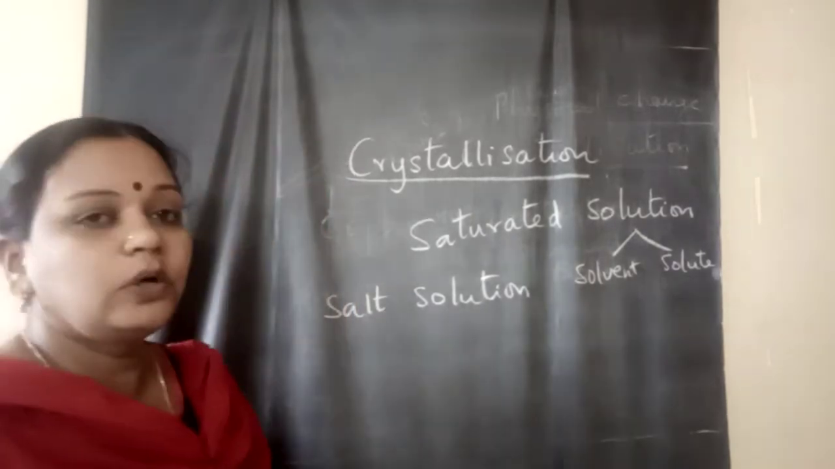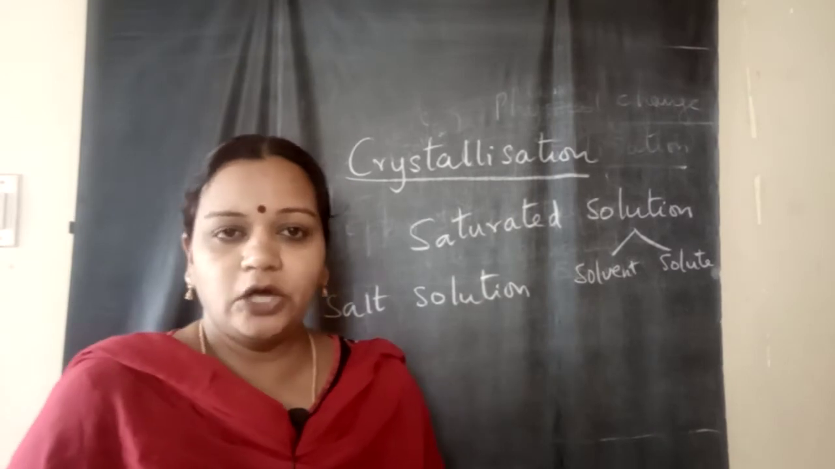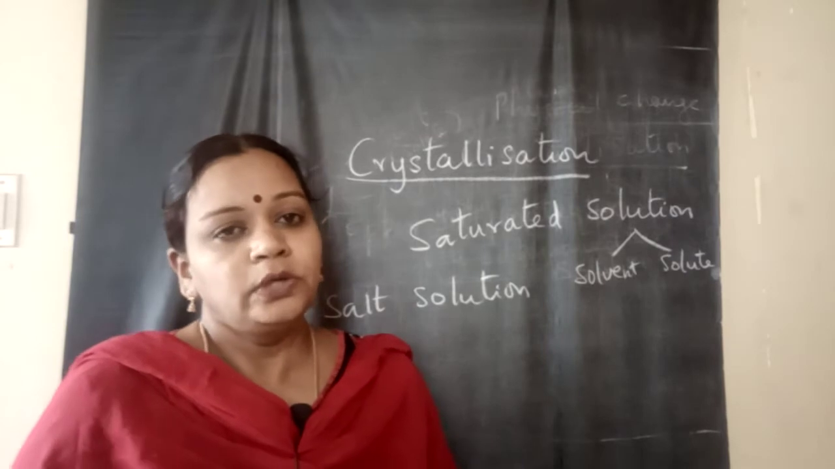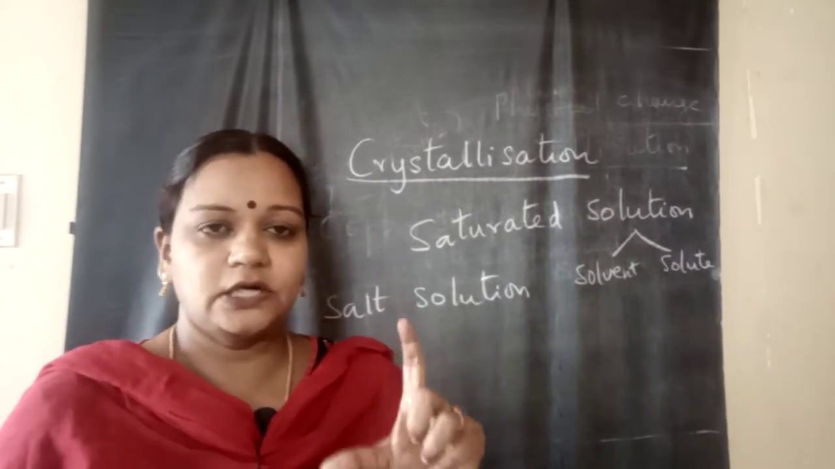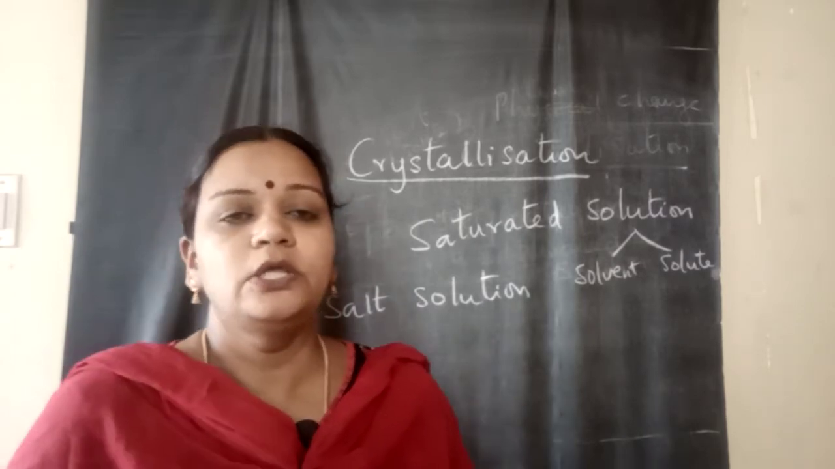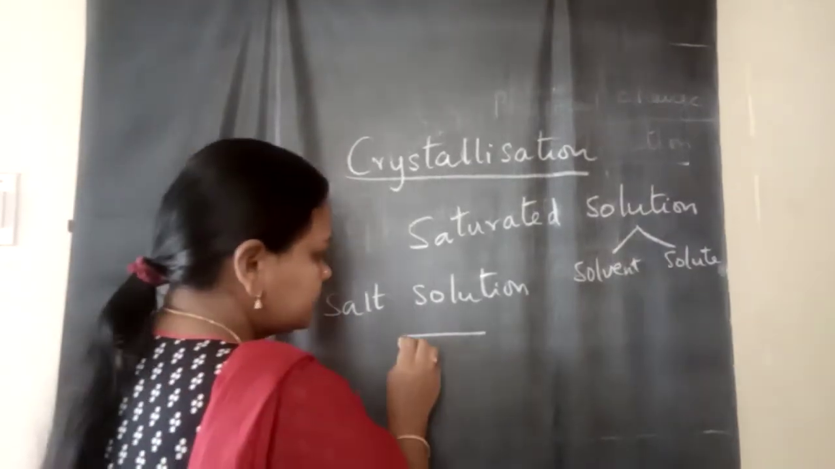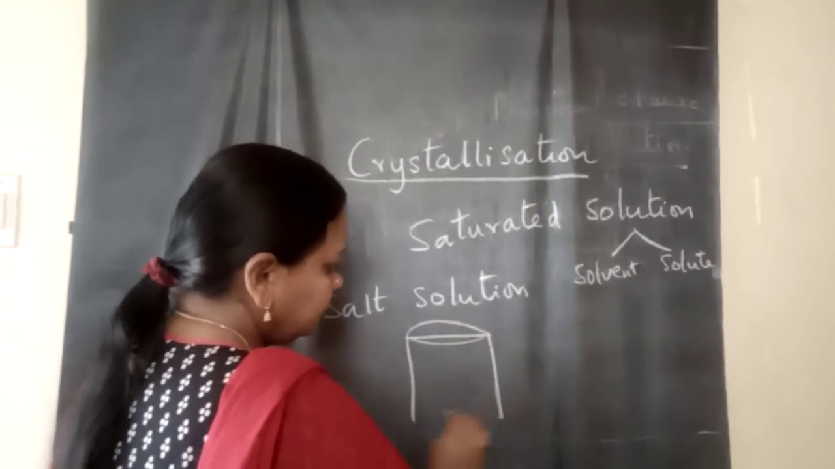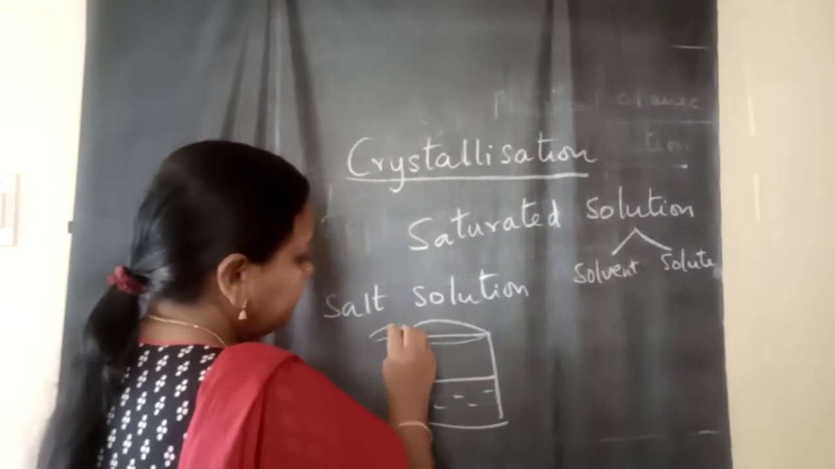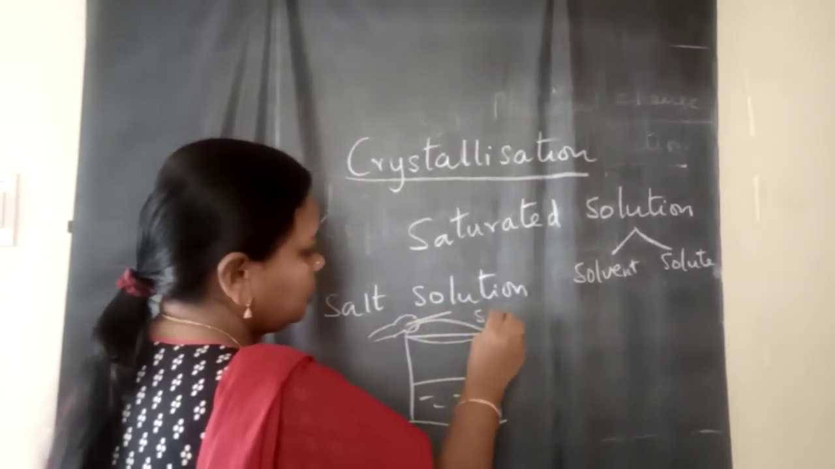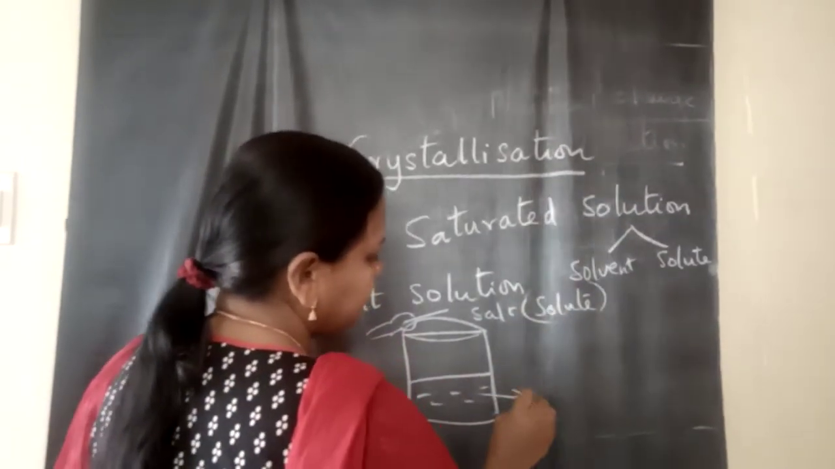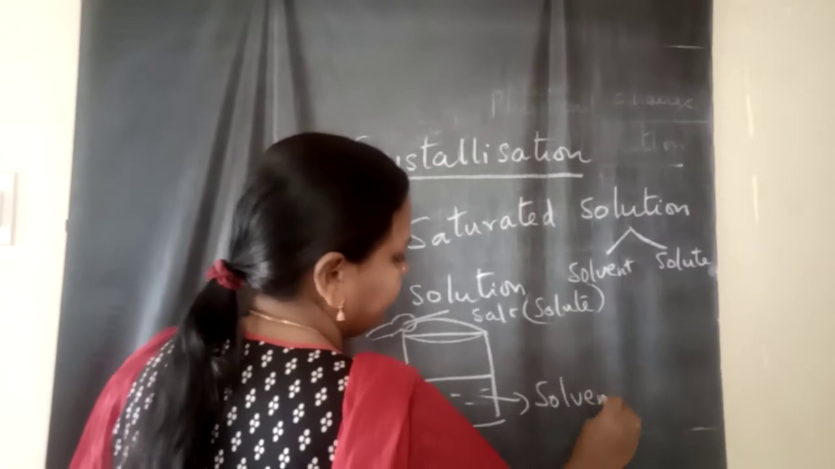Yes, children. So now what will you do? You will take a beaker of water. After taking a beaker of water, first we have to heat the water. After heating, when it starts boiling, we have to stop heating and start adding salt. So this is the beaker, the water is there. You will start adding the salt to it. Here salt is the solute, and water is the solvent. Yes, this is the water.